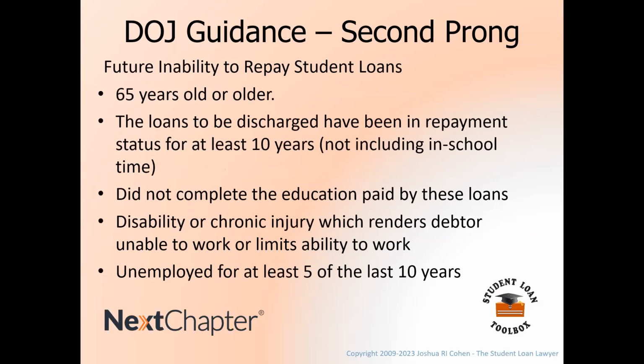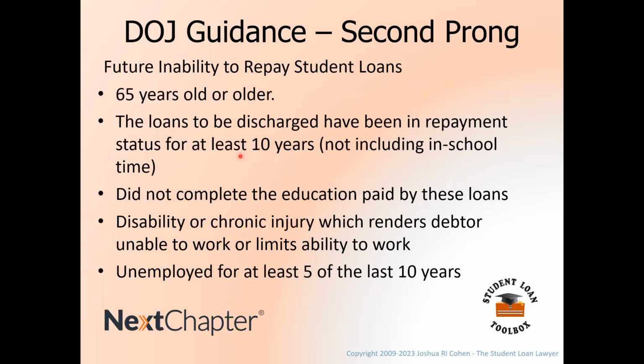Okay. Second prong, future inability to repay student loans. These are all check boxes. Again, you only need one as a threshold, but the more you have, the better. So they're asking, is your client 65 years or older? That's a checkbox. Are the loans you're looking to discharge, have they been in repayment status for at least 10 years?